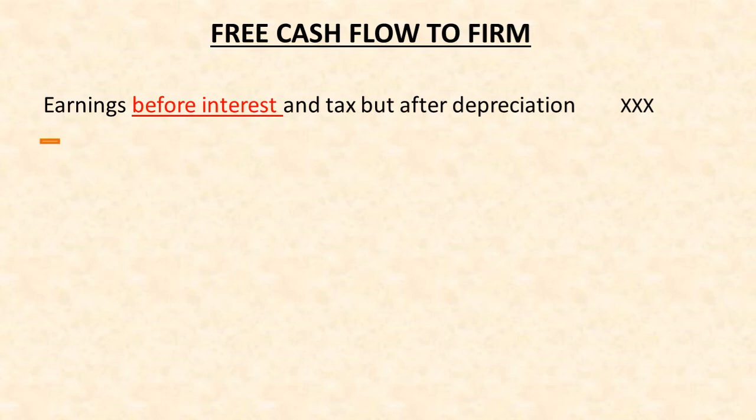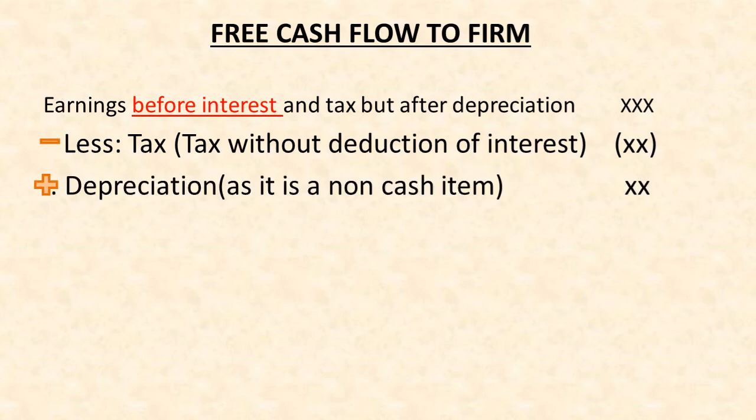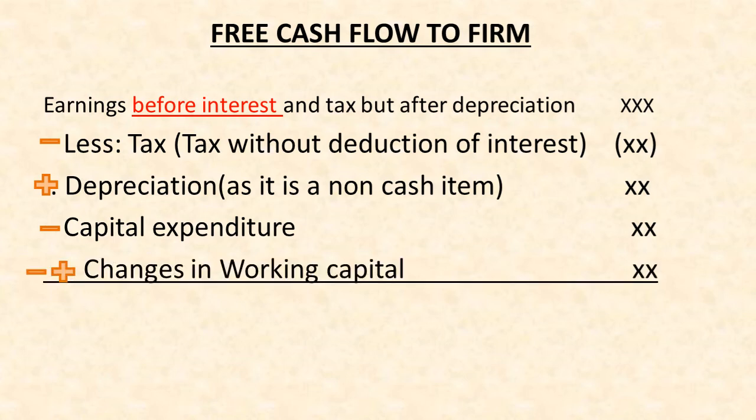Now comes the crucial part. We will deduct tax on this EBIT, but the trick is this tax will be calculated without deduction of interest. Why? Because cash flows are calculated for the entire firm. After this, we will add depreciation as it is a non-cash item and has no impact on the cash flows. Then we will deduct the capital expenditure which the firm requires to grow, and then we will deduct the working capital investments which the firm requires, which can be positive or negative.